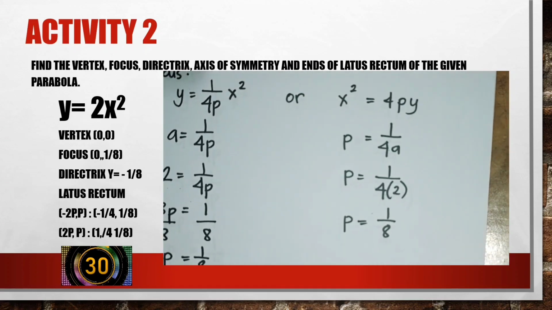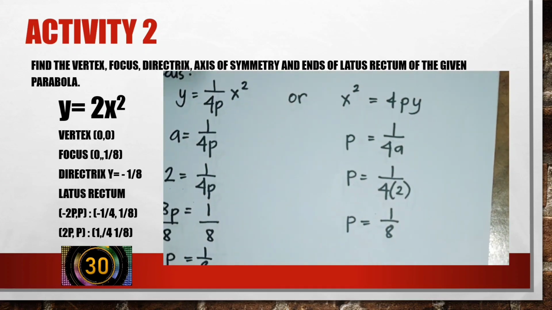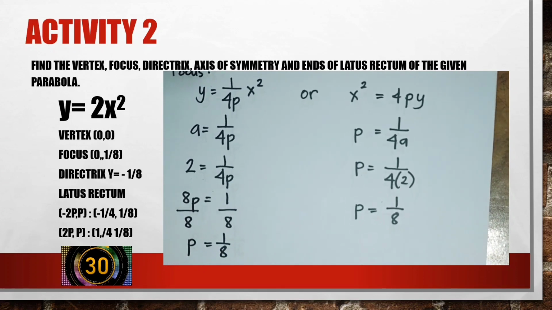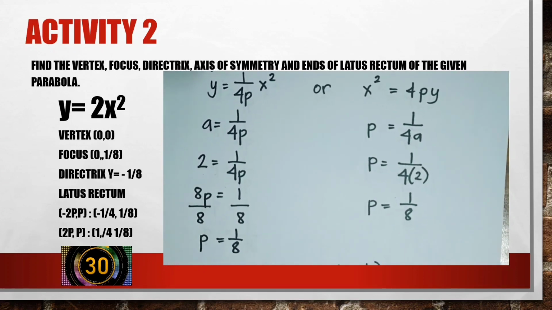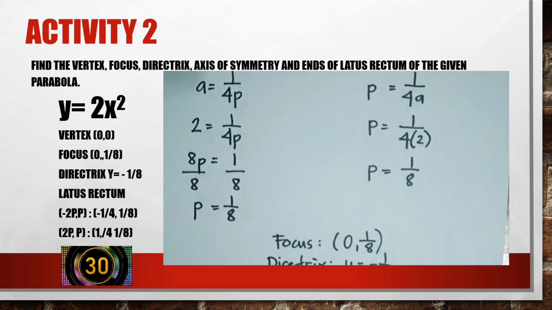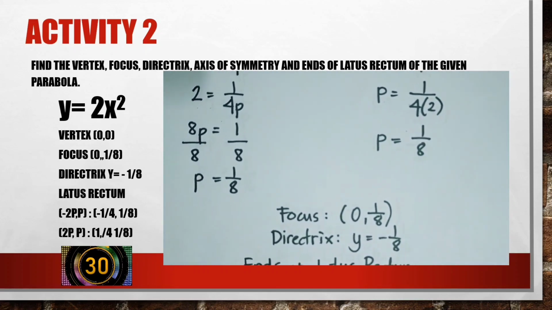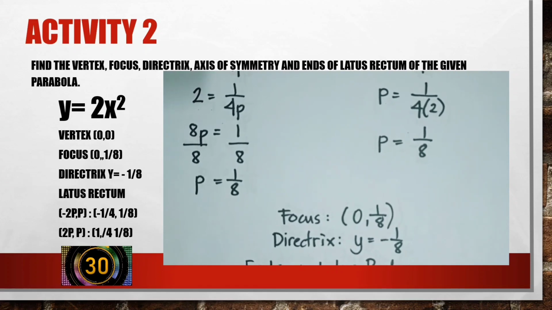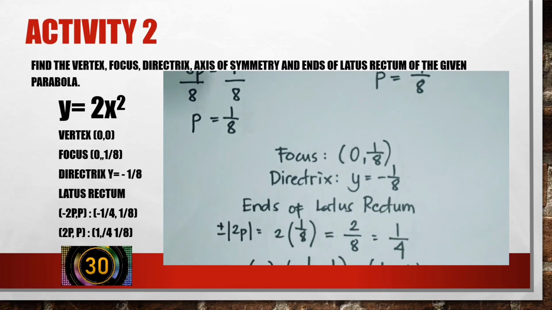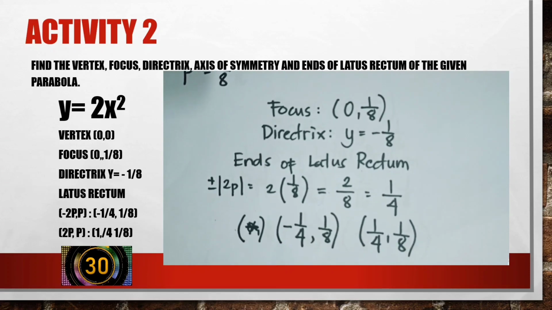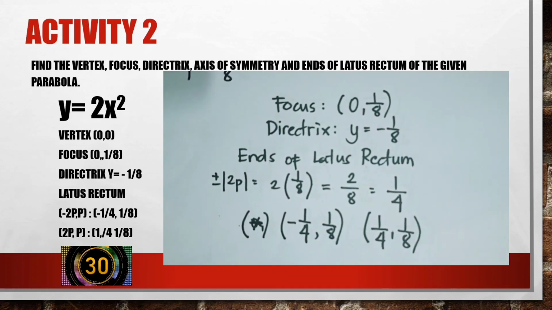For the next solution, we have p is equal to 1 over 4a. Substitute the value of a, and that is 2. P is equal to 1 over 4 times 2. P is equal to 1/8. Therefore, the focus is (0, 1/8), and the directrix is y is equal to negative 1 over 8.